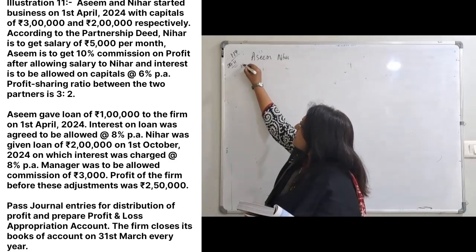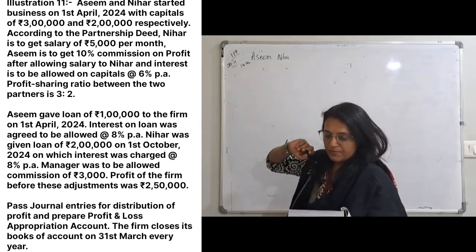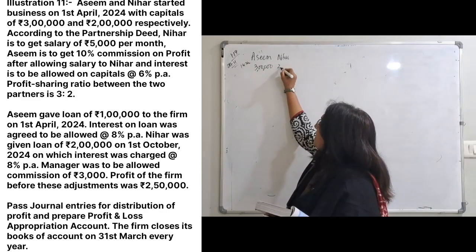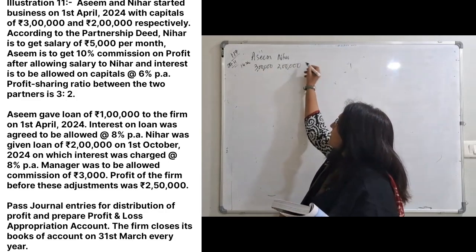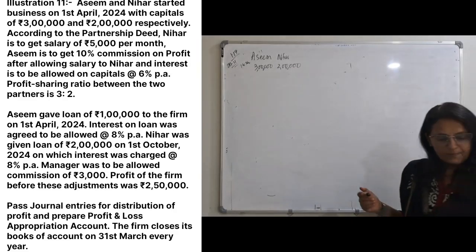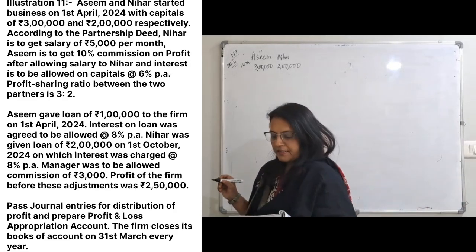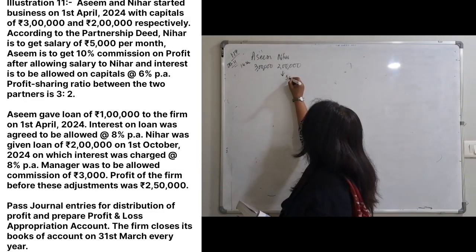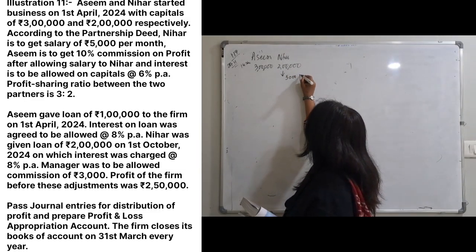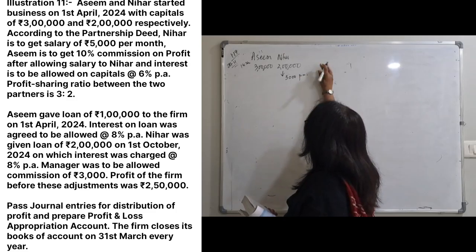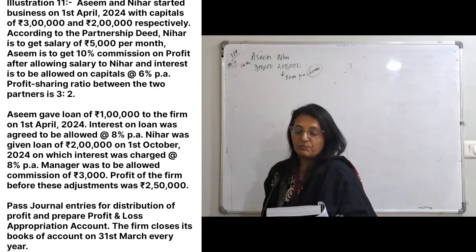They started the business on 1st of April 24. The capitals that they invested are 3 lakh and 2 lakhs. Both of them invested 3 lakhs and 2 lakhs. According to the deed, Nihar is to get a salary of 5,000 per month. Nihar will get a salary of 5,000 per month, which means he will get 60,000 per annum. Nihar's salary is 60,000 per annum.